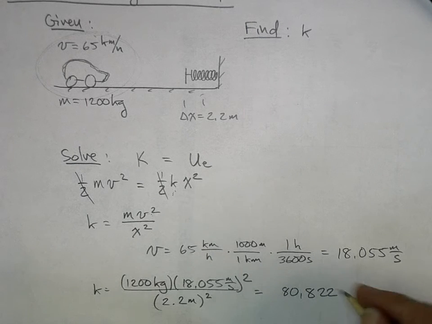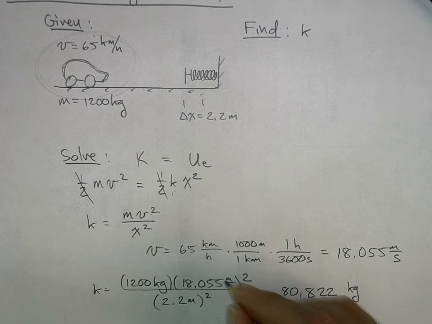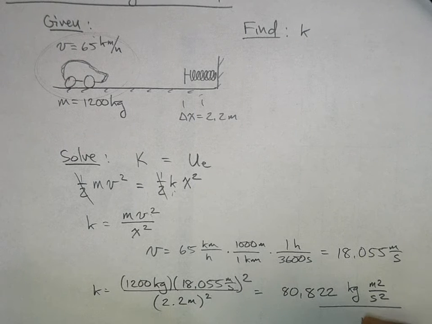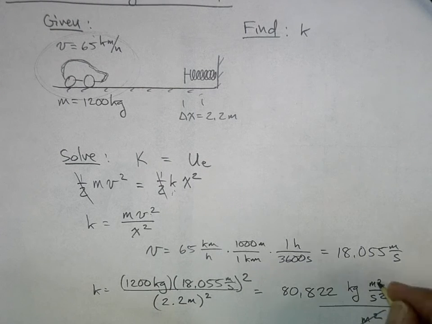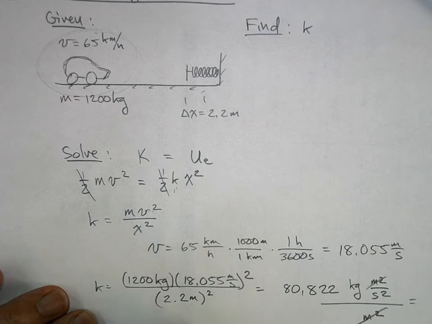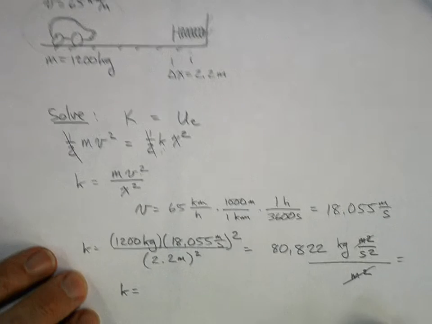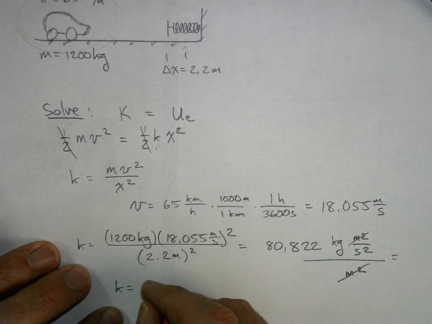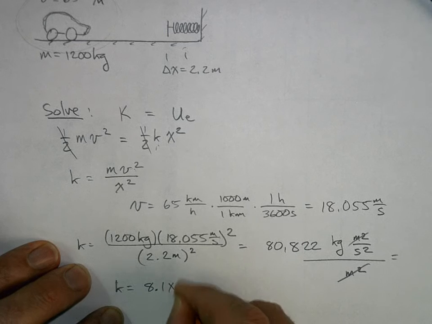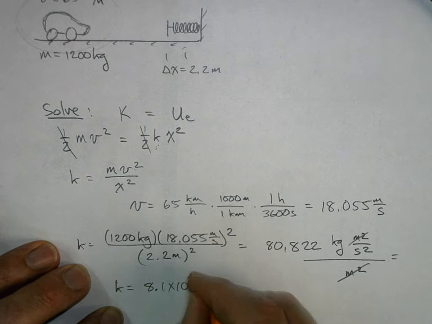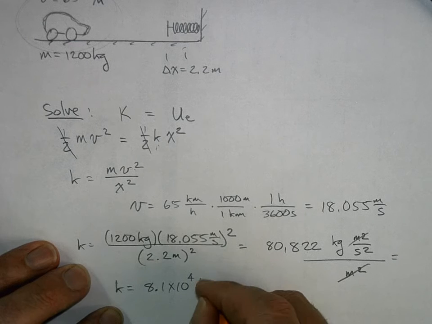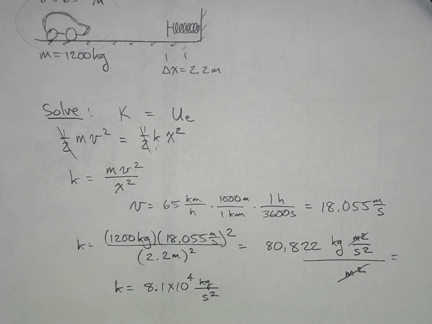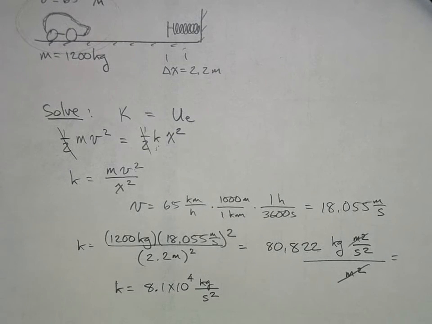Now let's look at the units here. We've got kilogram, we've got meters squared per second squared divided by meters squared. So that cancels that. So you could have put the spring constant k as being, well, let's round this off to 8.1 times 10 to the 4. Now you could have put kilograms per second squared, which is a really odd unit. It's not very intuitive, but it's not wrong.